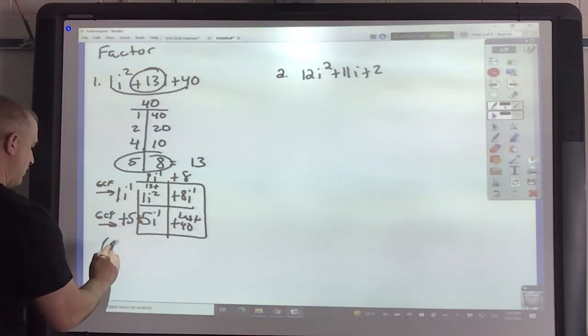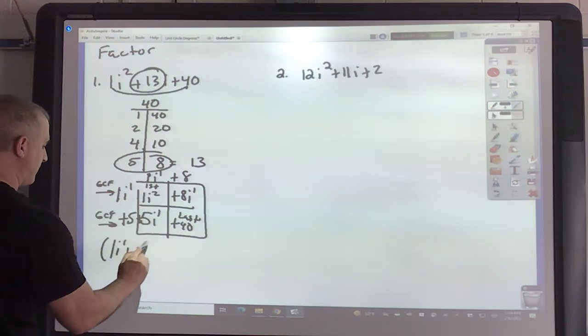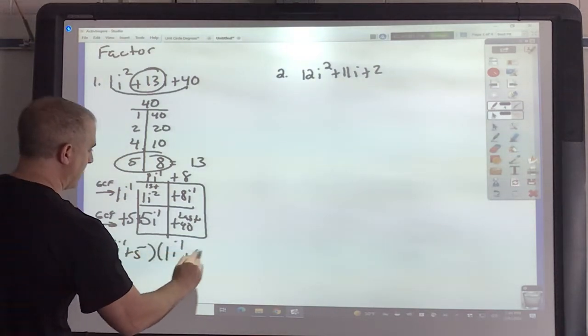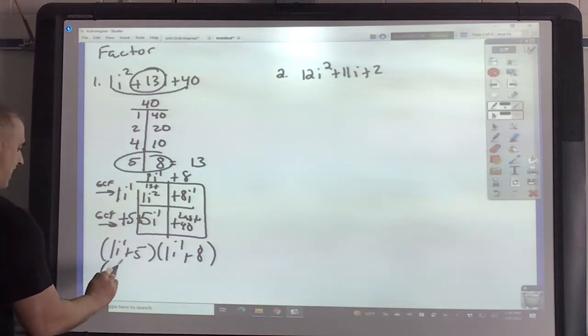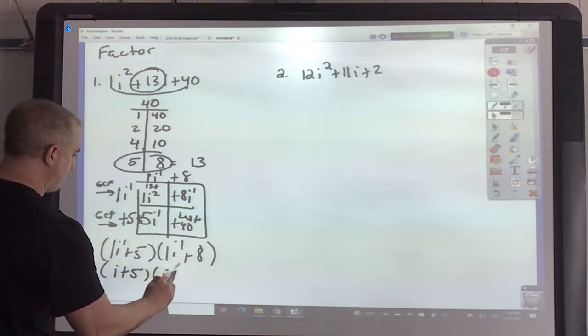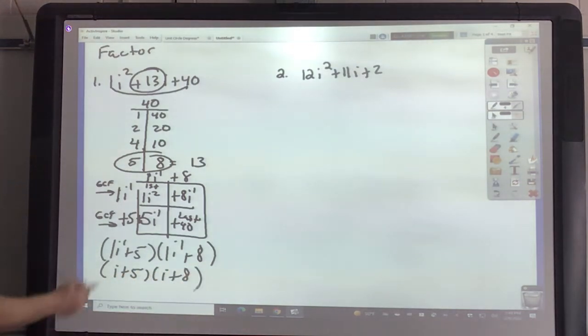You can check that. So my factors are 1i to the first plus 5, 1i to the first plus 8. A lot of ways you can write that. You can write that as i plus 5, i plus 8. You can put 1s in there, but the order can flip. Any of those are fine.